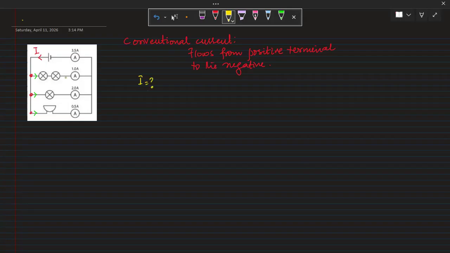The current that is flowing through this branch, the first branch, having the two lamps connected in series, lamp 1 and lamp 2, is 2 ampere. You can see the ammeter reading. And the current flowing through this branch is 0.5 ampere, right? As we all know, when the current divides, it adds up and becomes a total.